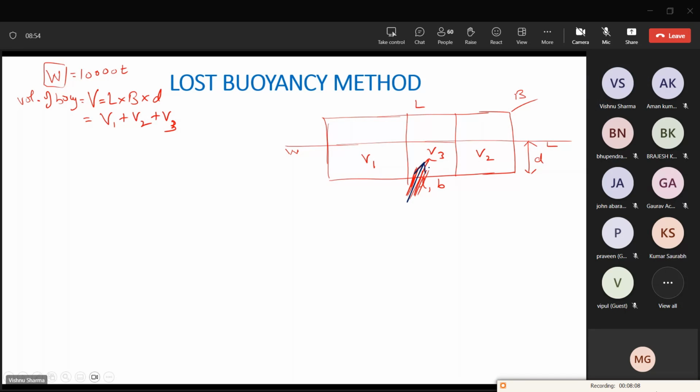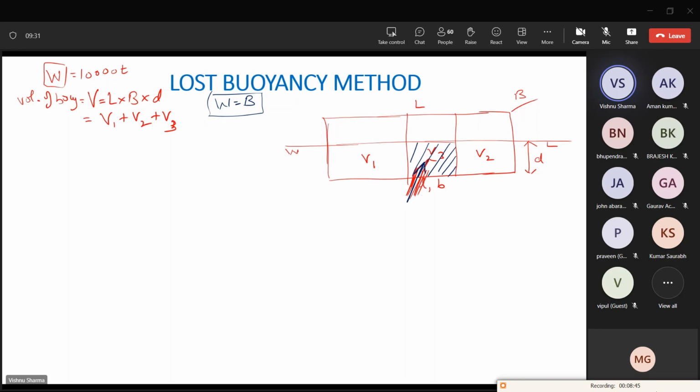Okay, very good. Before bilging, W and V are in equilibrium. Why? Because the volume of buoyancy V, which is the sum total of V1, V2, V3, is providing sufficient buoyancy to support 10,000 tons of displacement. Now, what will happen when this compartment gets bilged? When this compartment gets bilged, up to this level it first gets filled up with seawater. That is not the final level I'm saying.